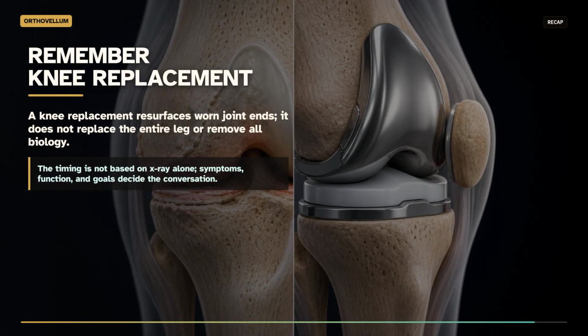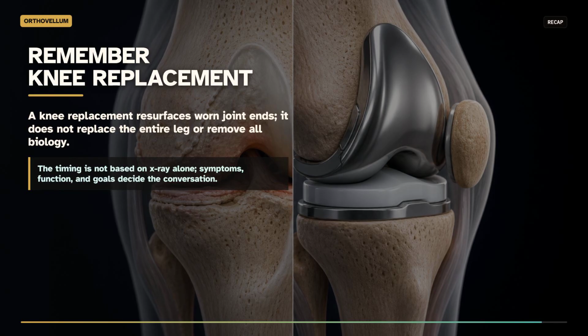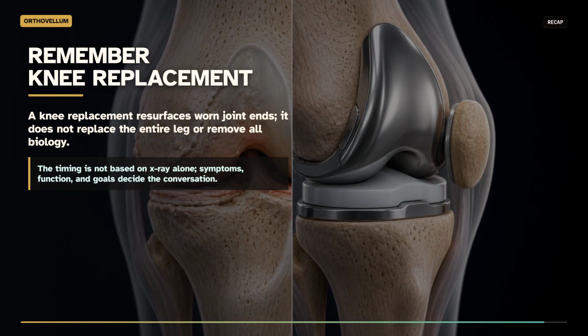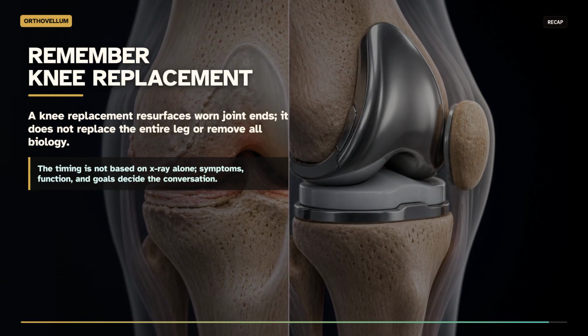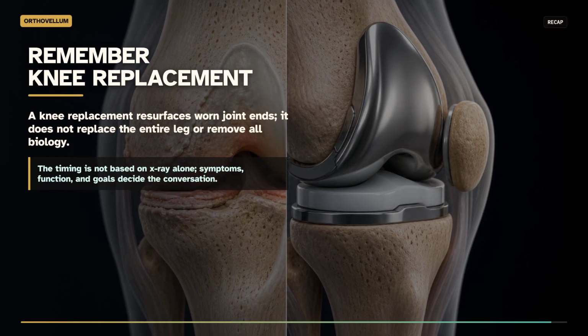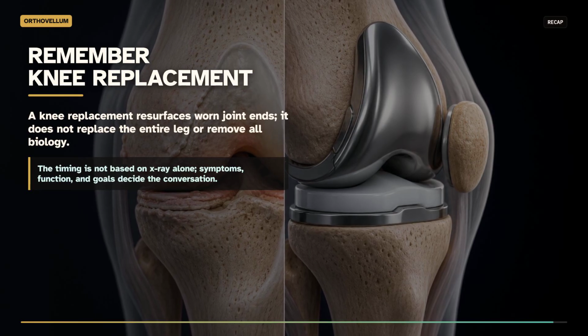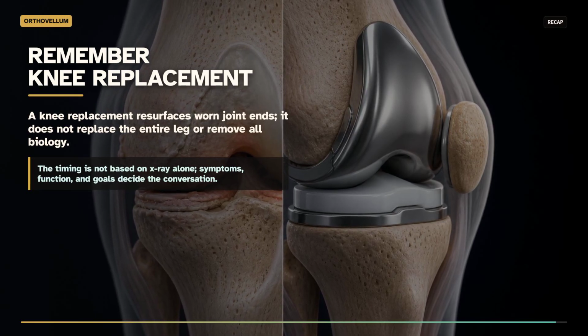The take-home model. A knee replacement resurfaces worn joint ends. It does not replace the entire leg or remove all biology. If you remember only one thing, remember this. The timing is not based on X-ray alone. Symptoms, function, and goals decide the conversation.